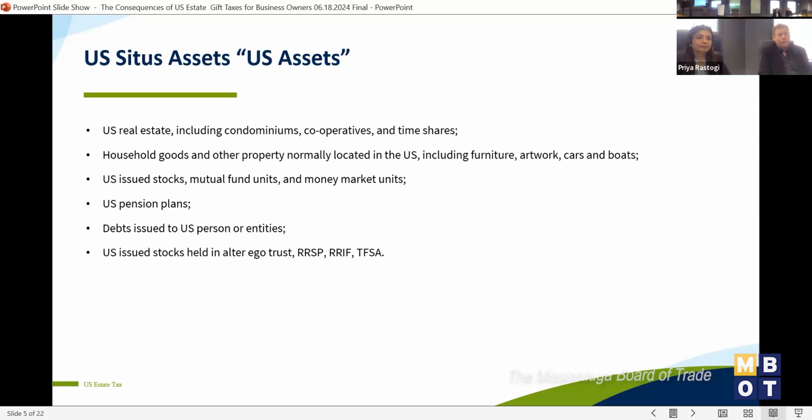Most people know about real estate in the US would be something that they need to be worried about in their planning, because you can't move it out of the country, right? It's in the US. But the other stuff that isn't obvious is the stocks. Loans to US persons could be a problem. There's lots of Americans living in Canada, and the loans to US persons would also be subject to US estate tax.